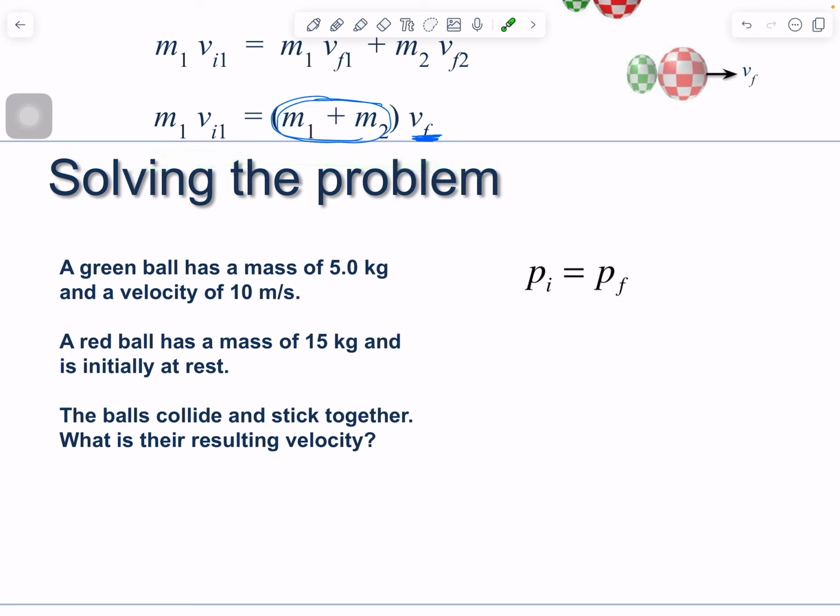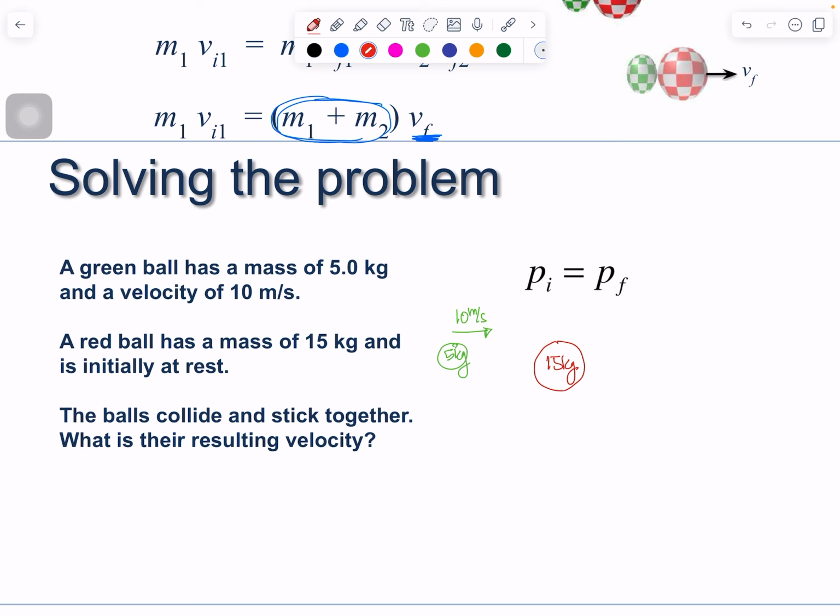So a green ball has a mass of 5 kilograms. Now, you know me, I like to make annotated pictures, and I highly recommend doing that. So I'll even color code it. So I've got my 5 kilograms and moving at 10 meters per second. And then it's coming to red, which is 15 kilograms. So what is my total initial momentum?